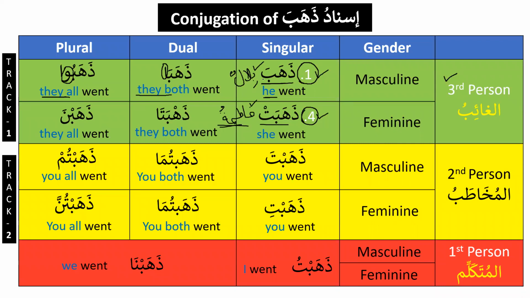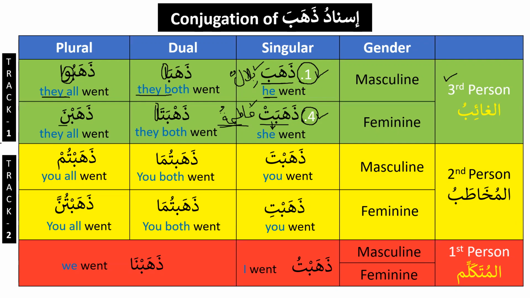But when we say dhahaba Bilal or dhahabat Fatima, then in this case, we have to use form number 1, or we have to use form number 4. Here, the doer is also inbuilt. The ta is the sign of the feminine, and the doer is inbuilt. Dhahabata, they both went, and here alif is the doer, and dhahabna, here noon is the doer.